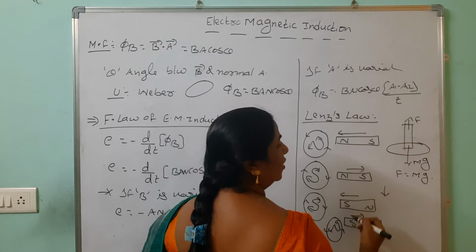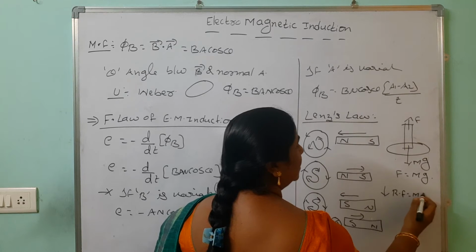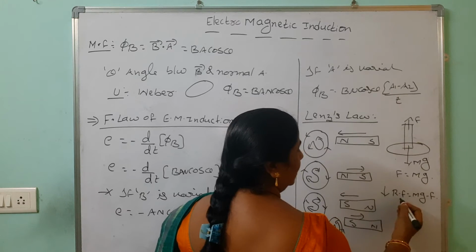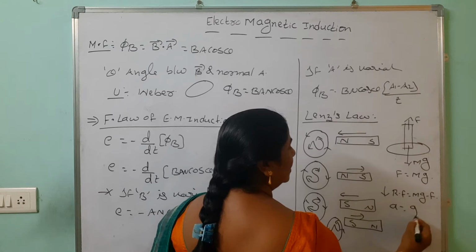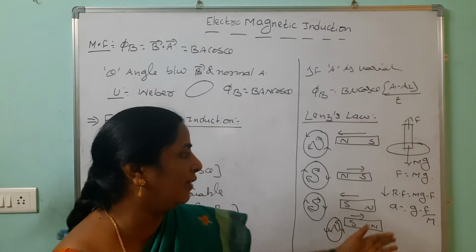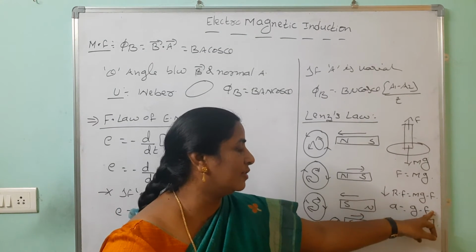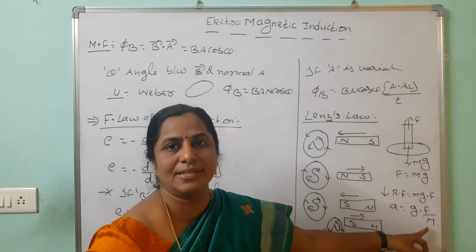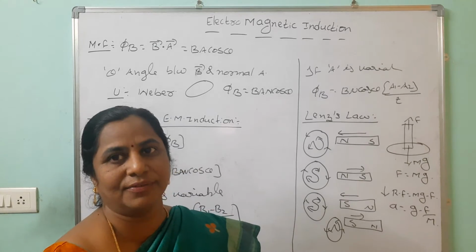Suppose it is coming downwards, then the resultant force equals mg minus magnetic force. Then the acceleration of that one is g minus F by m. The value of g on earth is 9.8 meter per second square. Suppose the magnetic force is 20 newtons and mass is 2 kgs, then you can find out the acceleration of that given magnet.